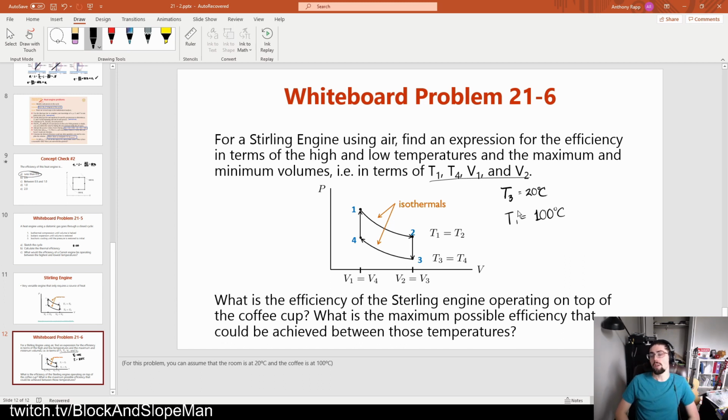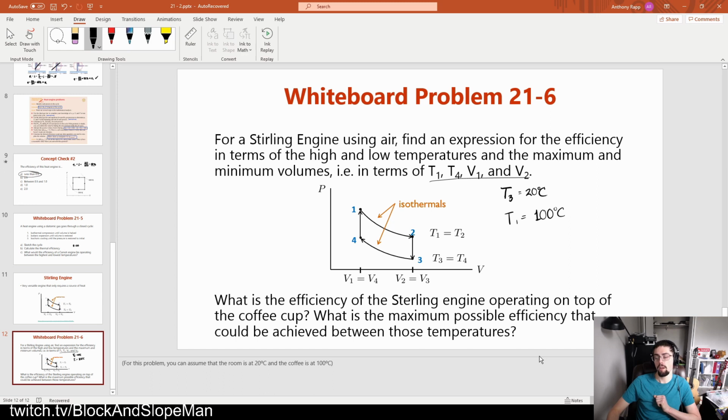So what I want you to do is find an efficiency for the Stirling engine based off of T1, T4, V1, V2. Those are the only 4 variables you need at the very end. And then what we can do, and I should have written this one as well, once you have an expression for that, find what the efficiency actually would be.